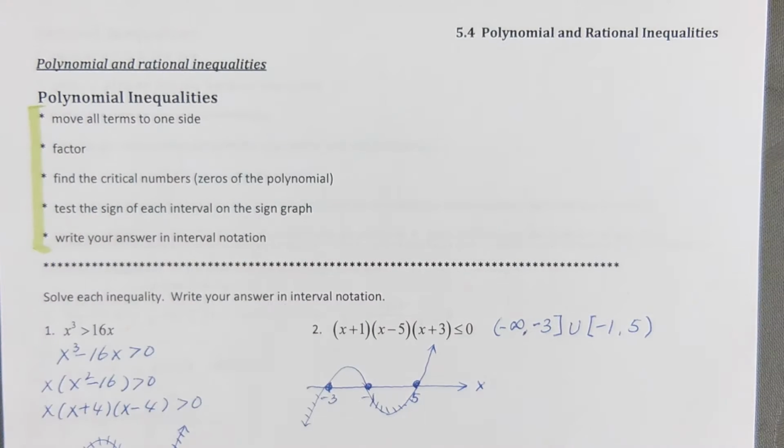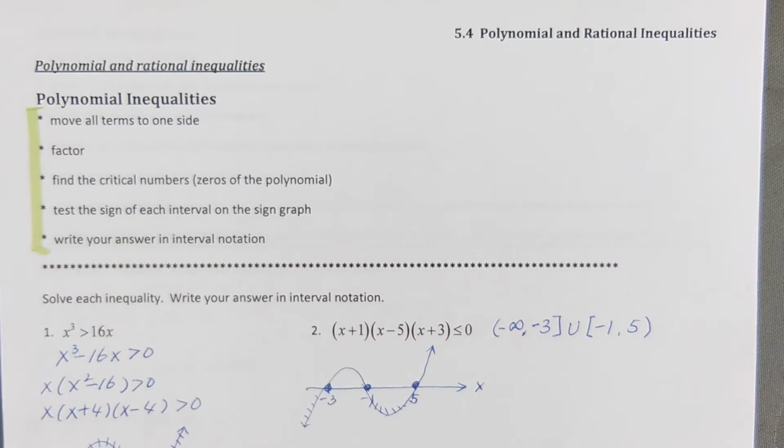So the instructions are, first we're going to move all the terms to one side, if they're not already. So we need a 0 on the right-hand side to be able to tell what we're doing here. We're going to factor, find the critical values, and I'll show you how to do that in a second. That's the zeros of the polynomial. Test the sign within each interval, and actually instead of doing that, I'm going to use the behavior that we learned earlier with that sheet I just showed you. And you're going to write your answer in interval notation. So let's jump right into it.